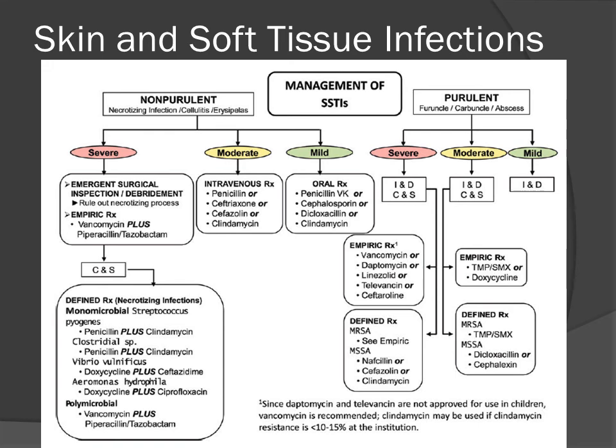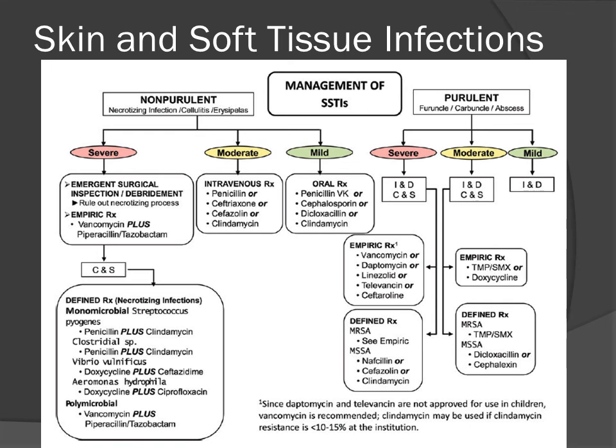Skin and soft tissue infections are very common, especially during the summer months. They get classified in a number of different ways, so non-purulent versus purulent. Non-purulent infections include necrotizing infections, cellulitis. Purulent infections are some of those with pus, furuncles, carbuncles, or abscesses. When you have non-purulent infections, therapy is guided based on how severe it's deemed to be.